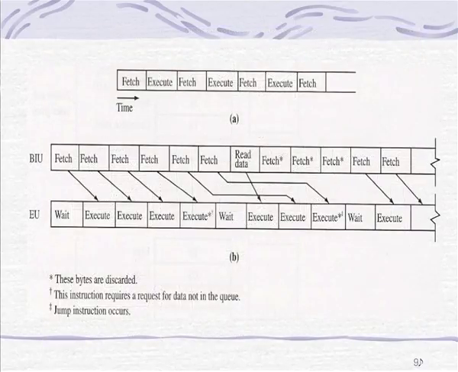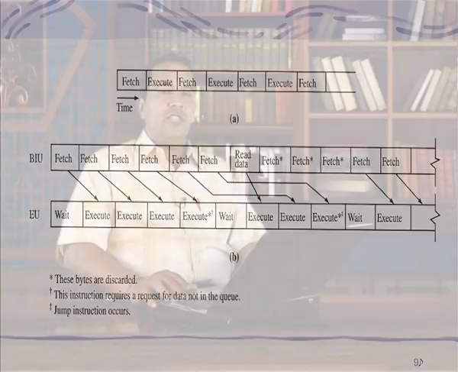Then this diagram shows how the execution is carried out in the 8086 microprocessor. As we all know, 8086 supports pipelining, that means the parallel execution and fetching of the next instruction can be carried out in the 8086.